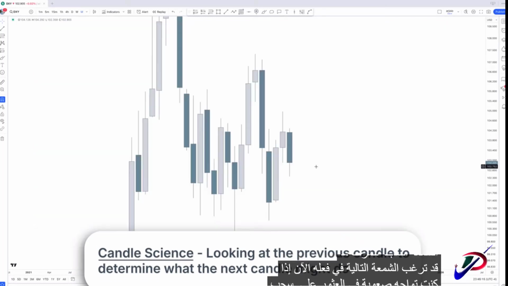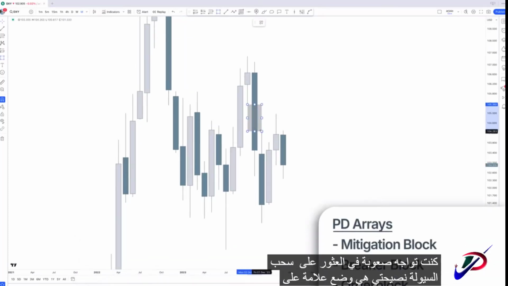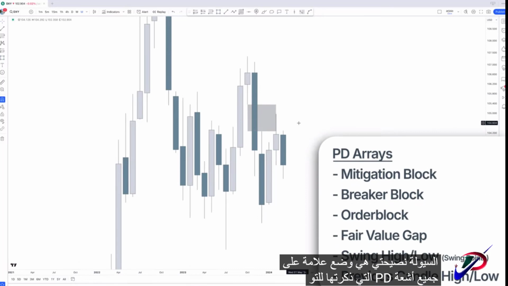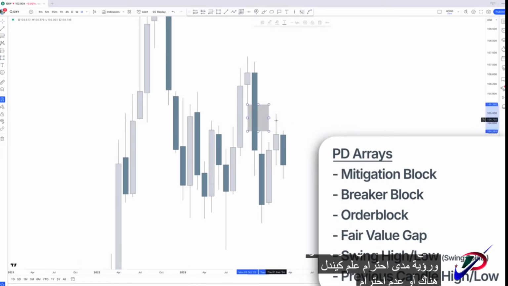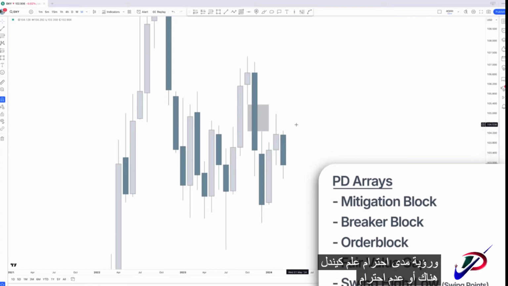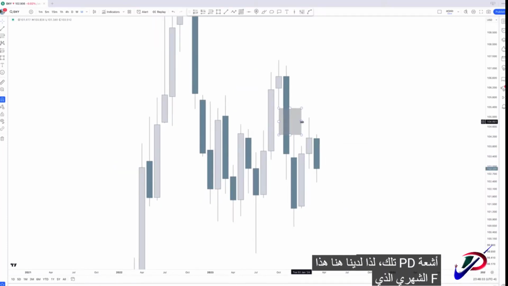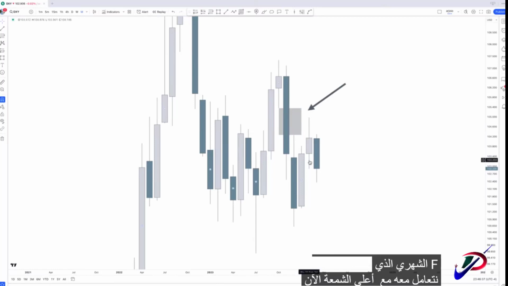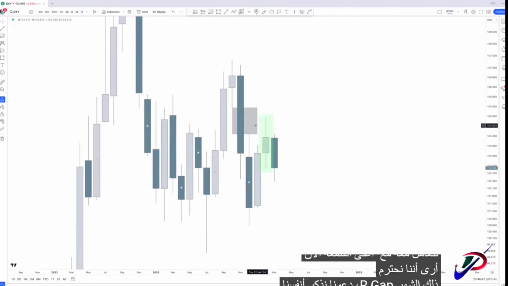to do. Now, if you struggle with finding a draw on liquidity, my advice would be to mark out all the PD arrays that I just mentioned and see how candle science right there is respecting or disrespecting those PD arrays. So right here, we have this monthly fair value gap right there, which we are coming into with an up candle. Now I see right there that we are respecting that monthly fair value gap.